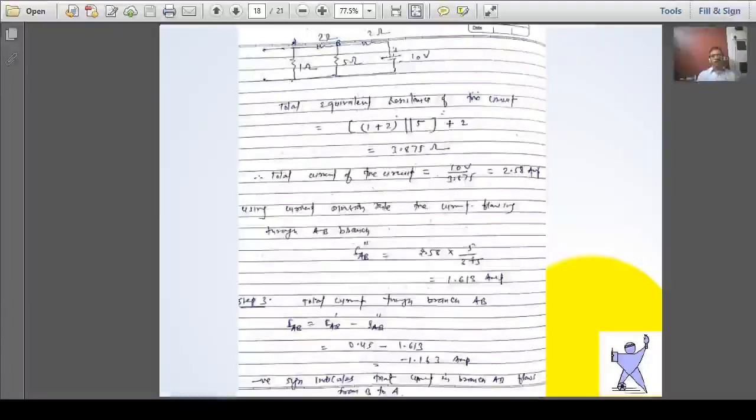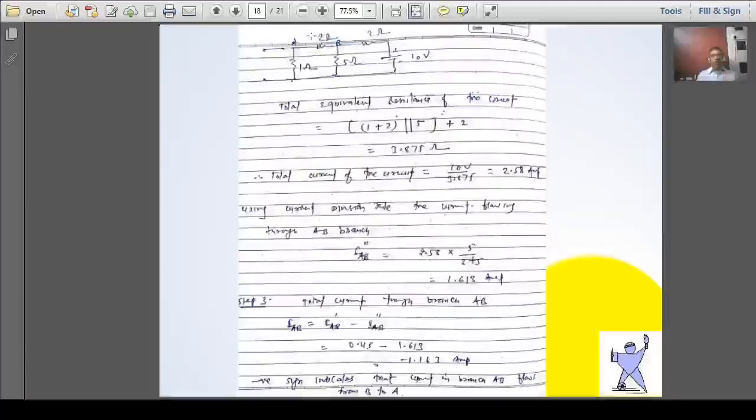So it will flow from the positive terminal of the 10 volt battery, but we have to calculate this current flowing in the AB branch. Current through the AB branch can be calculated by using the current division rule. So from the current division rule, this current will come up to this point, B point, from where it will divide into this branch and this branch.